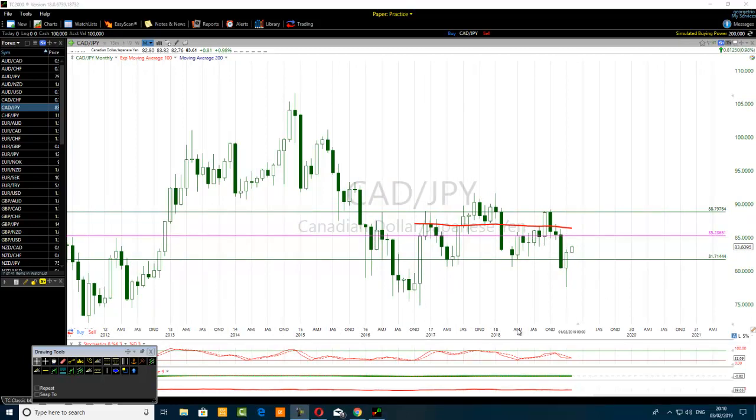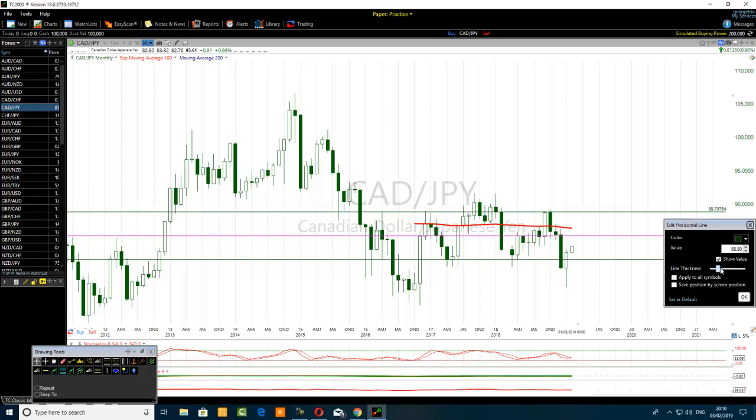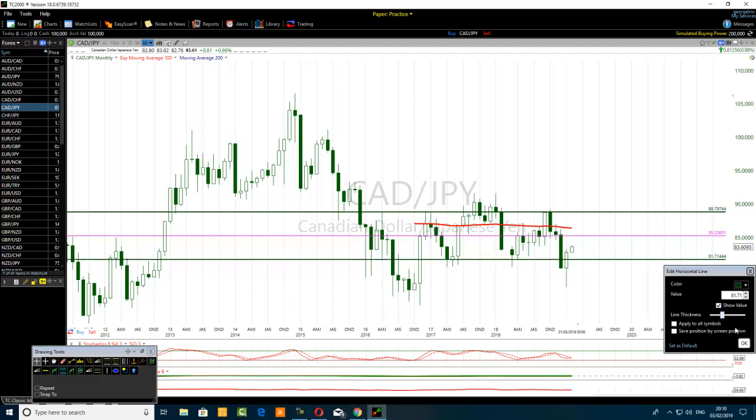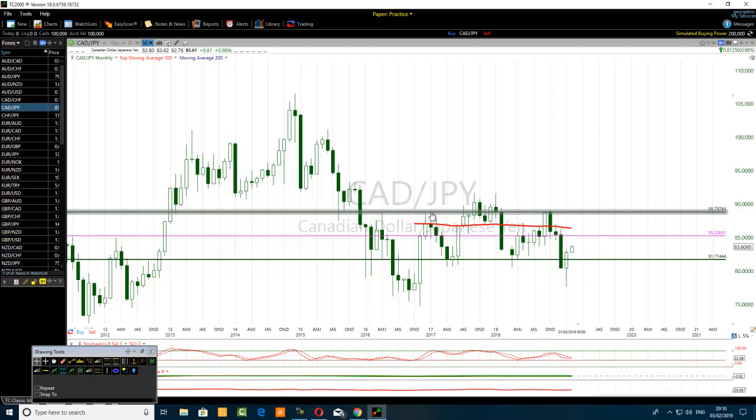This currency pair is consolidating between the level of 88797 and a level of 81714. So it is a consolidation place. People are looking for an opportunity to sell at the top here, and people are buying at the lower part of that consolidation.